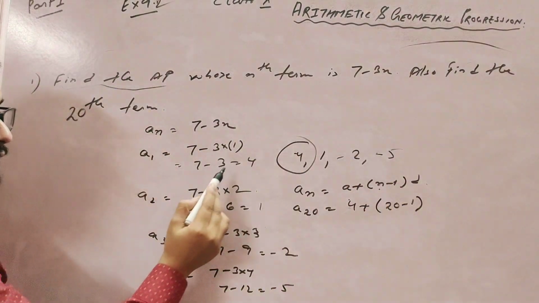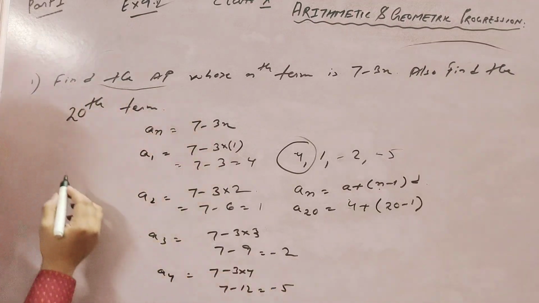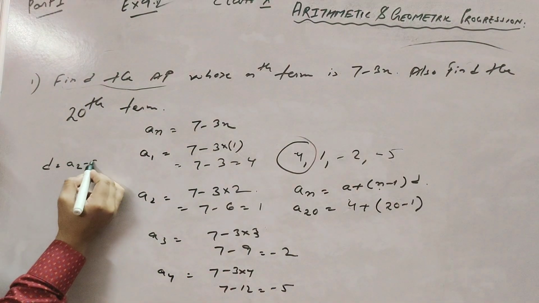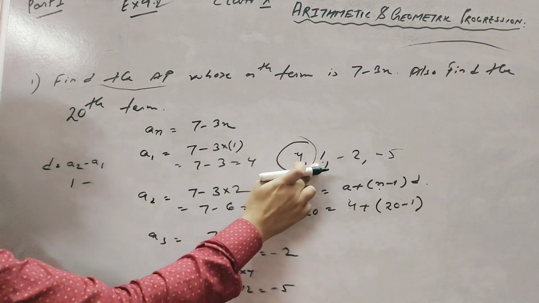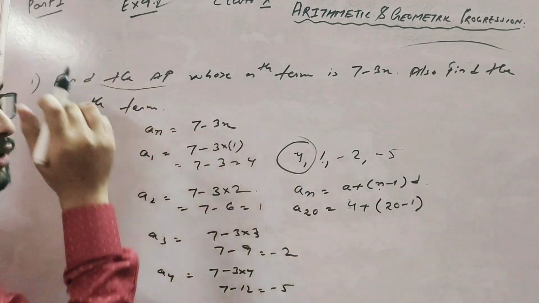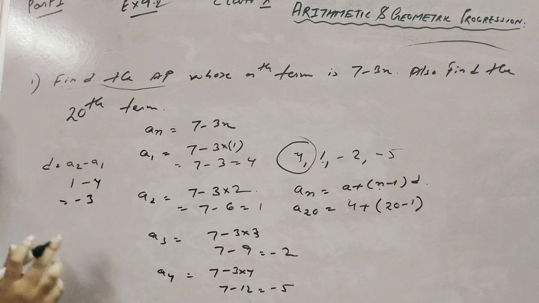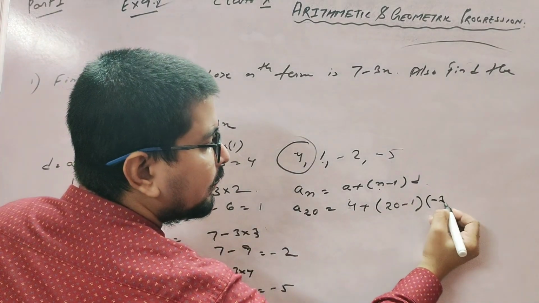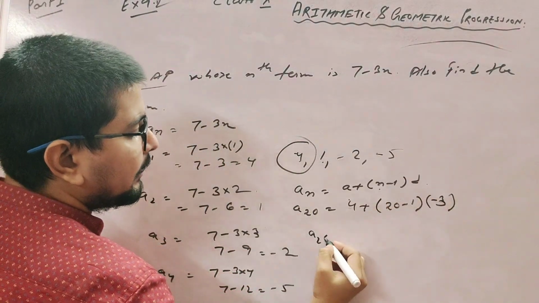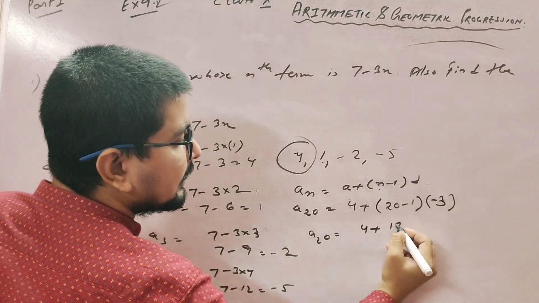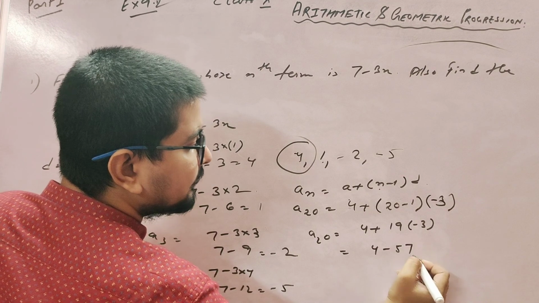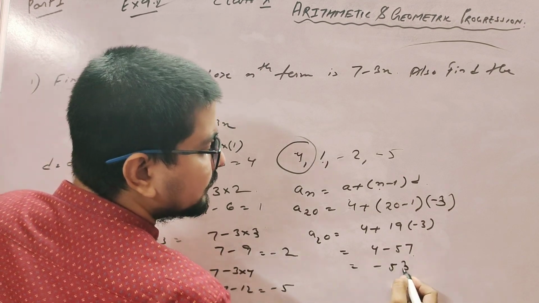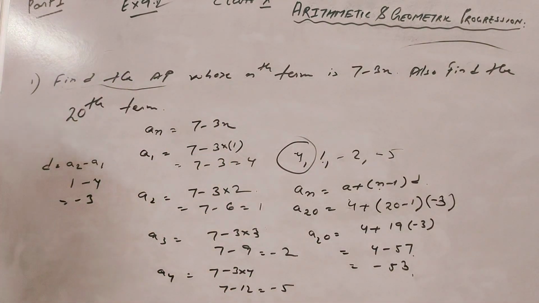D means difference. How do we calculate the difference? We know the rule of difference is a2 minus a1. So a2 is 1 and a1 is 4. That means second term is 1 and first term is 4. So d is minus 3. So in place of d we write down minus 3. So a20 equals to 4 plus 19 into minus 3. So equals to 4 minus 57. That is minus 53. Okay, note.